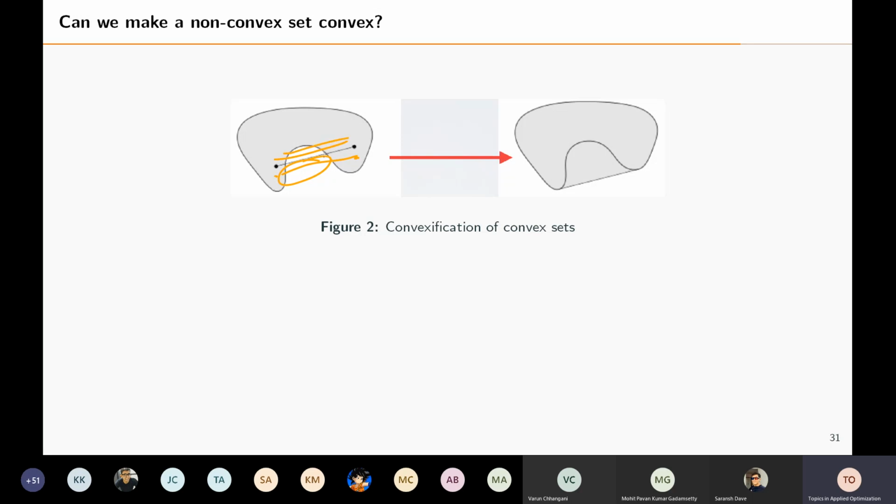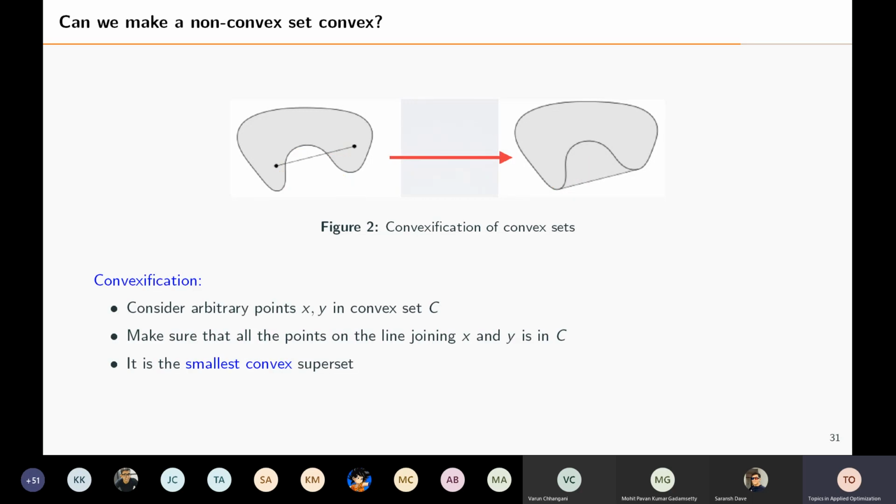So you keep doing that, and then you can convexify. You take arbitrary points and whichever was not there. So if you convexify, then it will become like this. So it is possible to convexify a set by just taking all the lines and including those lines in the set. That's called convexification.